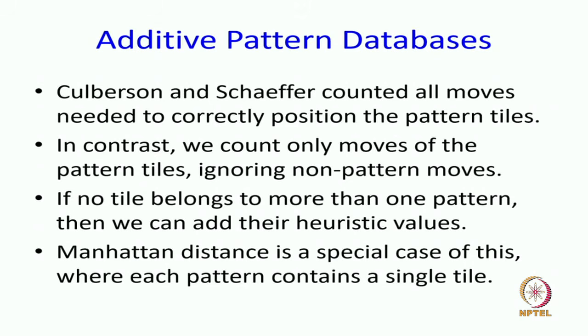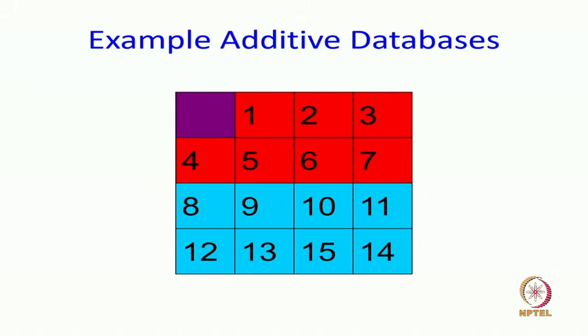And if no tile belongs to more than one pattern, like red and blue are separate, then we can add their heuristic values. In fact, Manhattan distance is a special case of this, where each pattern contains a single tile, everything else is grayed out. Yeah, because you are not counting the other moves. Good. So, you can divide it in any which way. You can say these are my red, these are my blue, or whatever.